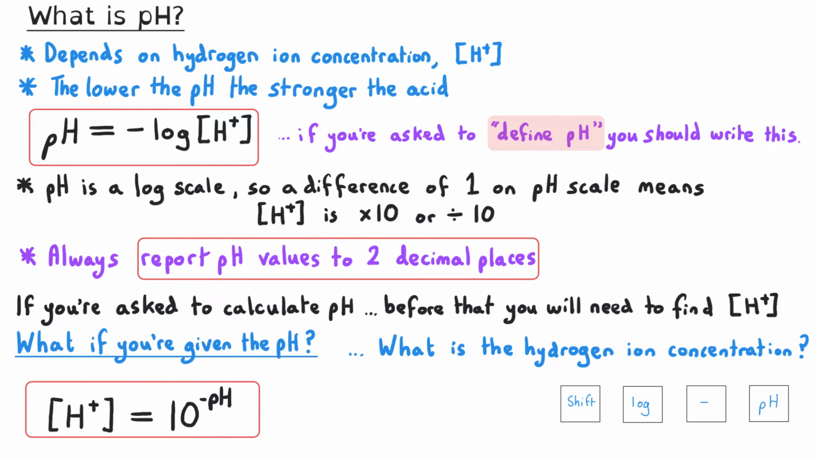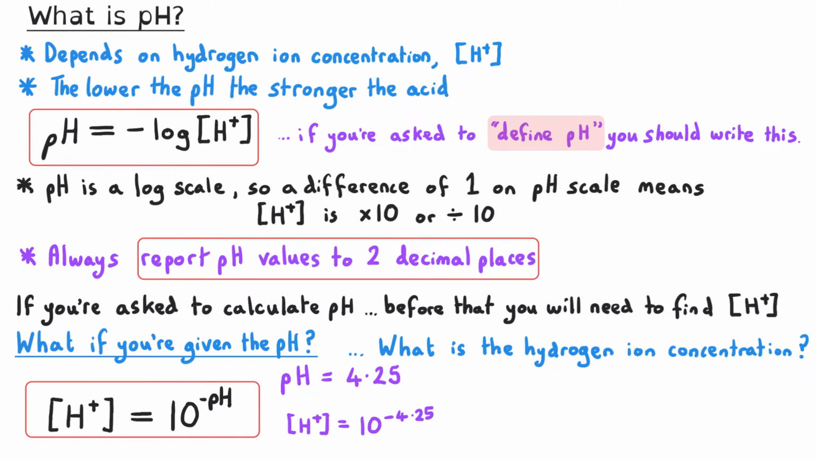And so you'll have to use the shift or the second function on your calculator and then type in the negative of the pH. So, for instance, if we had a pH of 4.25, we could work out the hydrogen ion concentration by doing 10 to the power of minus 4.25, which gets us a hydrogen ion concentration of 5.62 times 10 to the minus 5.